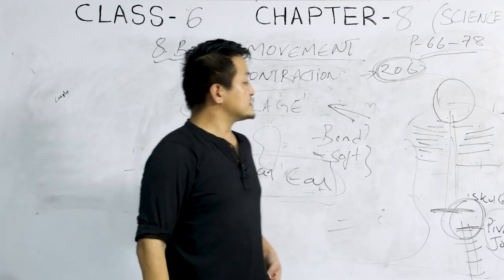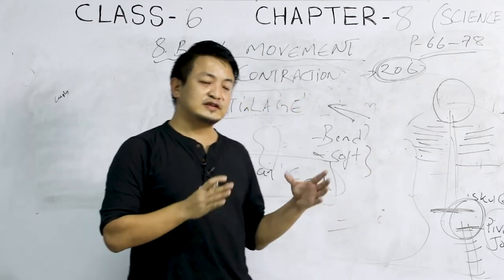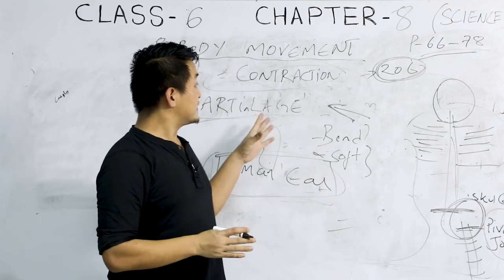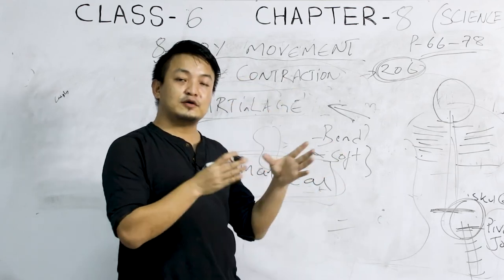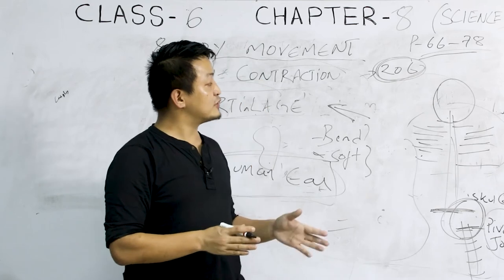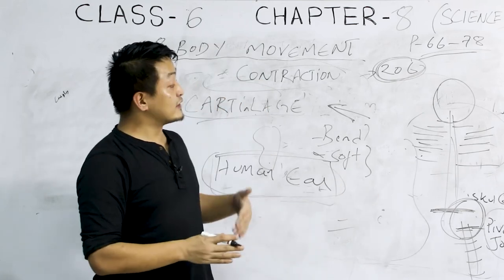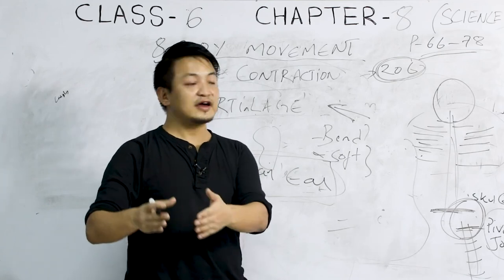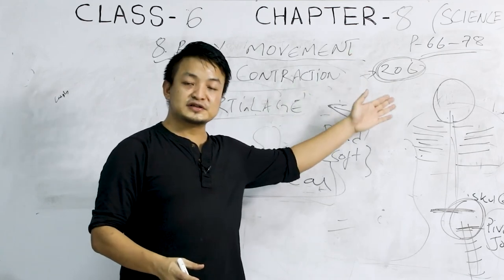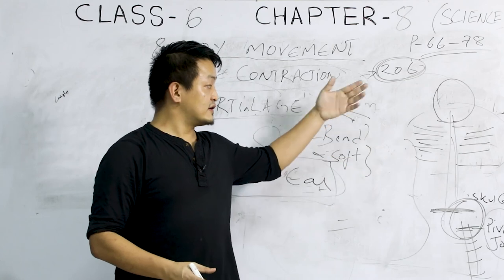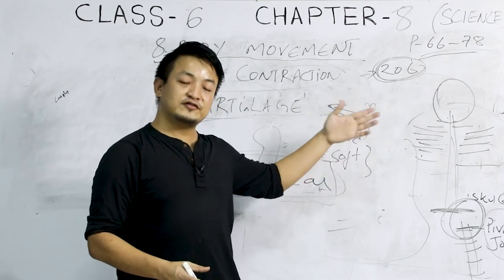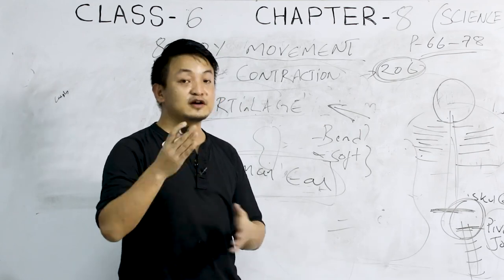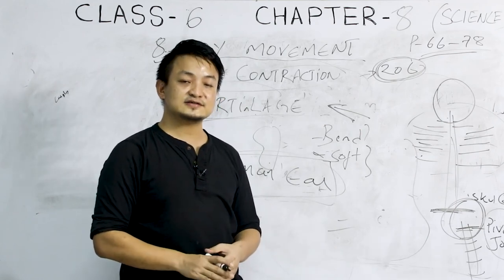Okay, students, the first part of this chapter, body movement, is about humans. It is the same as what you studied in class 5. Now, in the next class, we are going to discuss body movement in other animals, whose names I have already mentioned: earthworm, snail, snake, fish, bird, and cockroach. We'll study their movement in detail in the next class. Thank you so much.